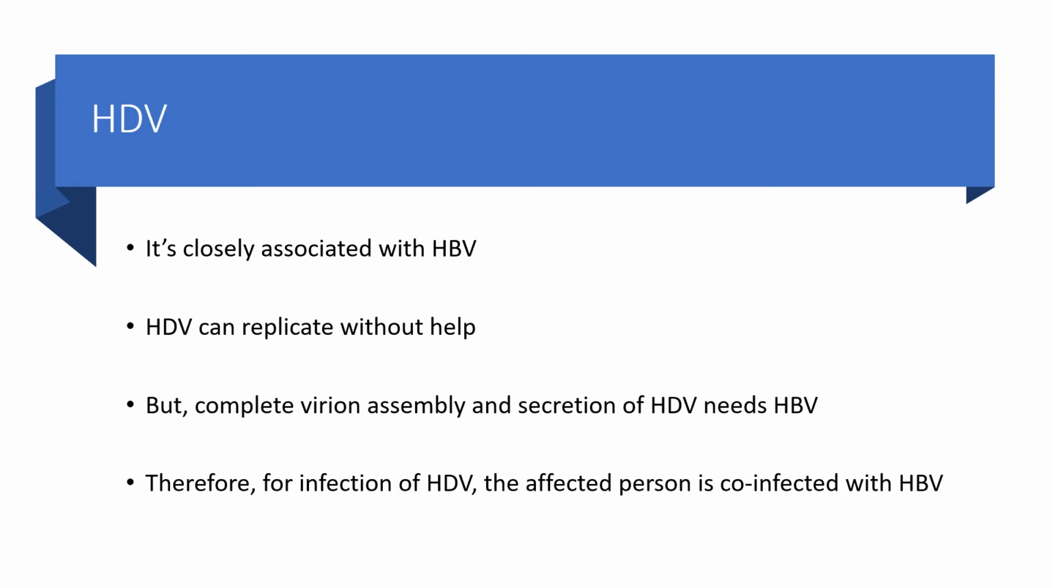Let me repeat. If anyone acquires hepatitis D virus, replication is possible without the presence of hepatitis B, but that cannot be complete and can't cause any trouble without the presence of hepatitis B virus. Therefore, for infection of hepatitis D virus to manifest in clinical signs and symptoms, the affected individual must have been co-infected with hepatitis B virus.